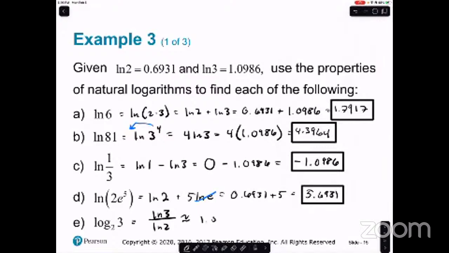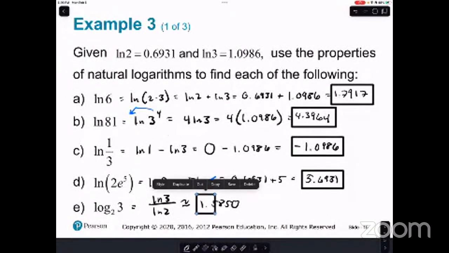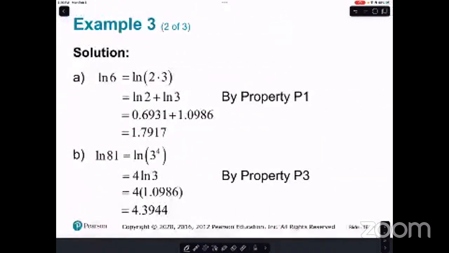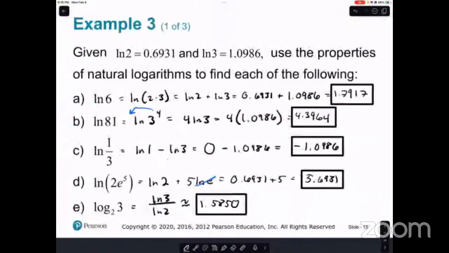Okay, let's see how we do with these numbers. And I'll check attendance. Let me see. 1.7917. Okay. 3944. We got that one a little off.